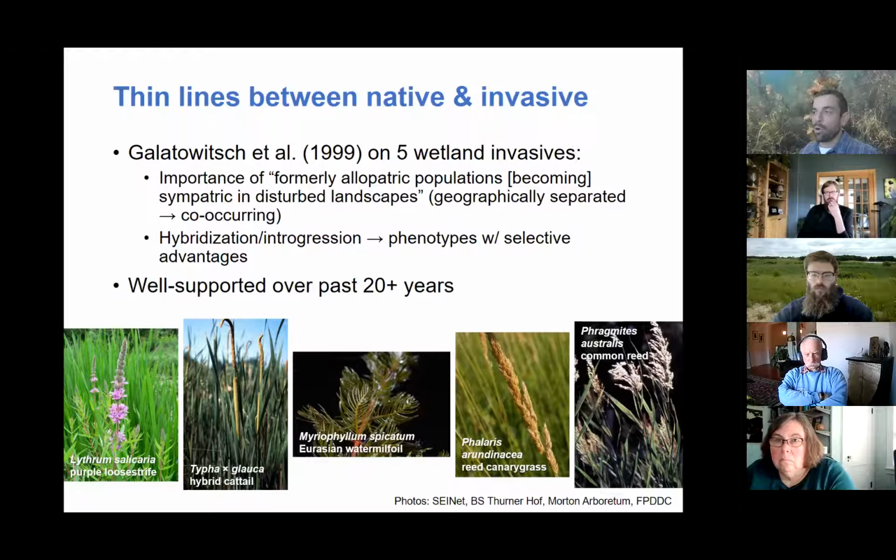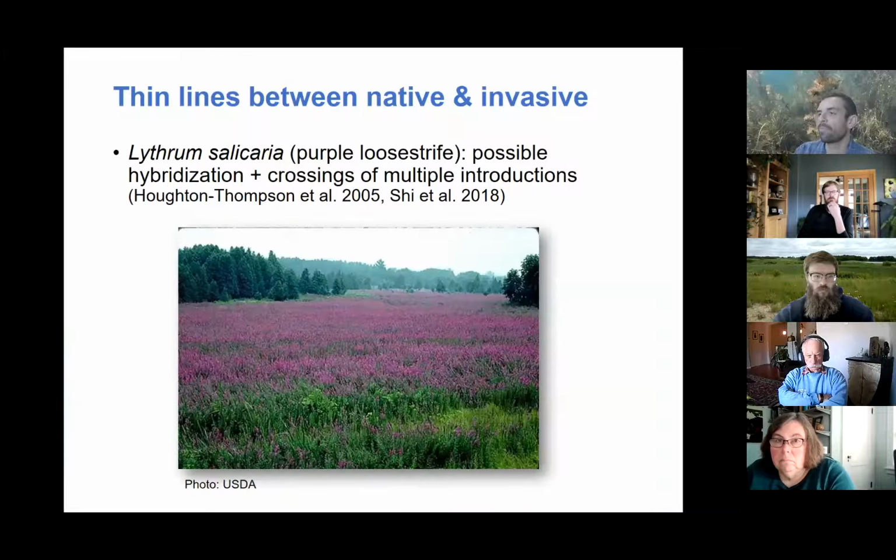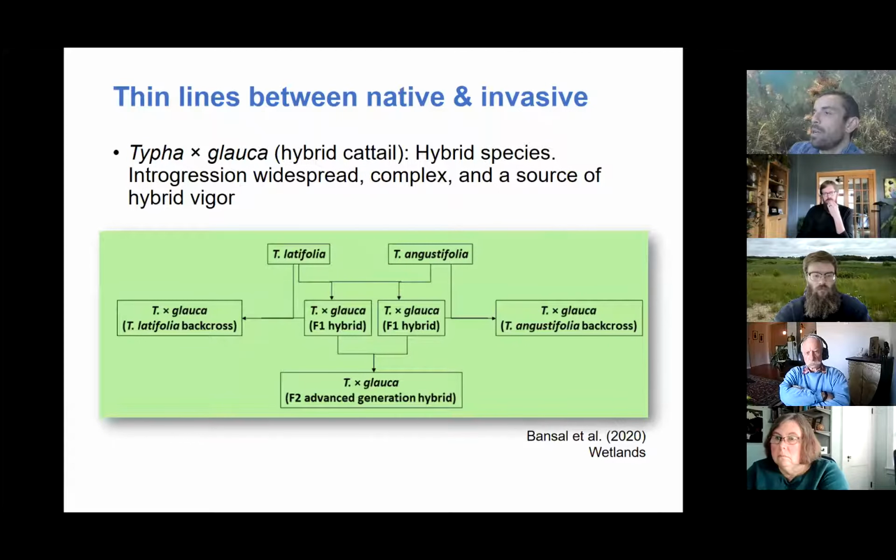And this idea has been really well supported over the past 20 plus years. In fact, I first gave a shorter version of this talk at a wetland symposium a couple of years ago that was a 20-year retrospective of this paper. So for example, purple loosestrife: there's evidence of possible hybridization and crossings of multiple introductions driving the invasiveness of this species. Typha x glauca, or hybrid cattail, is a hybrid species that's the hybrid offspring of a native cattail and a non-native cattail. And then introgression is widespread, that is, back crosses to the parent species. And you end up with what's been described as a hybrid swarm of mixed native and non-native genotypes. And hybrid cattail is a highly invasive species.